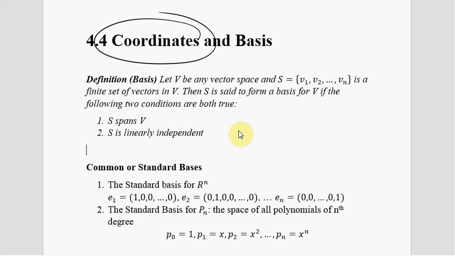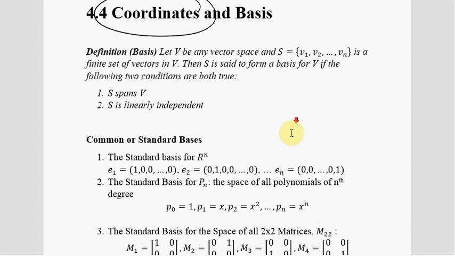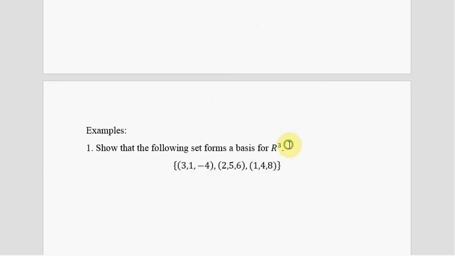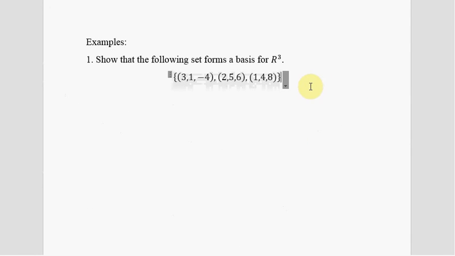And to show that, we simply use the definition straightforward to show that a set of vectors in some set, capital S, forms a basis, that S spans V, and that S is also linearly independent. Let's look at a problem. Here, show that the following set forms a basis for R3.